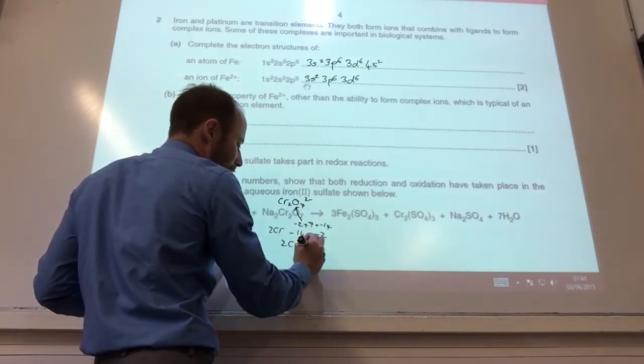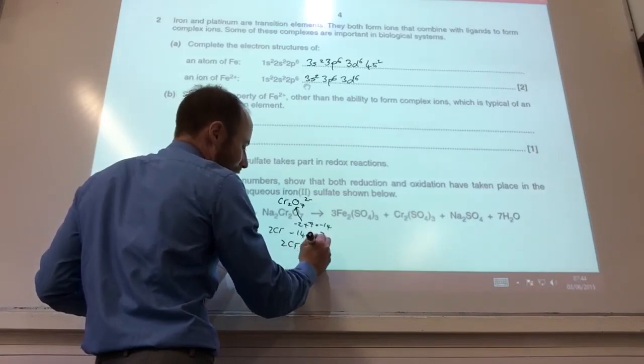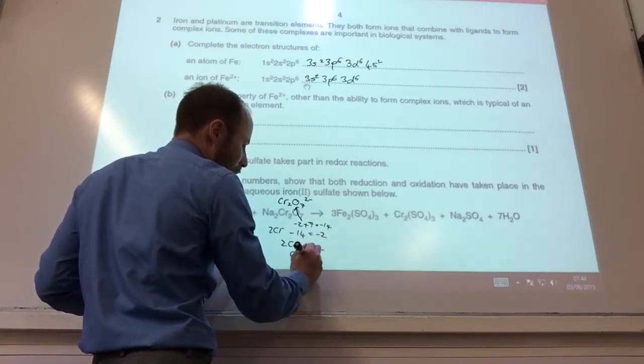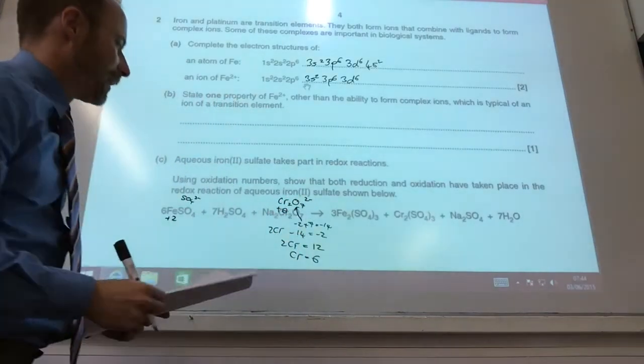So let's just work this through. 2 chromiums is going to equal plus 12. So chromium is plus 6. So each chromium is plus 6.